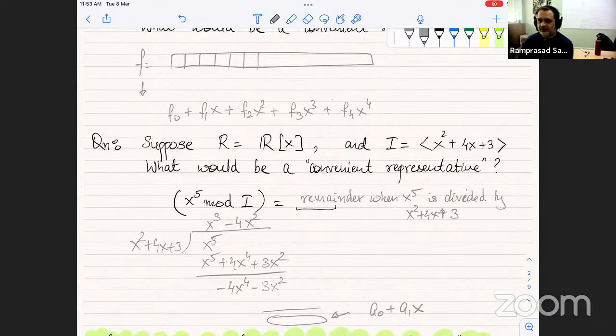Okay. Now let's ask ourselves, suppose you're working not with Rx, but you're working with Zx. And this stupid polynomial was 2x squared plus 4x plus something. Now you end up with 2x squared. Now the problem is I have no way of figuring out how to cancel off this x power 5 term, because over integers I don't know how to divide stuff.